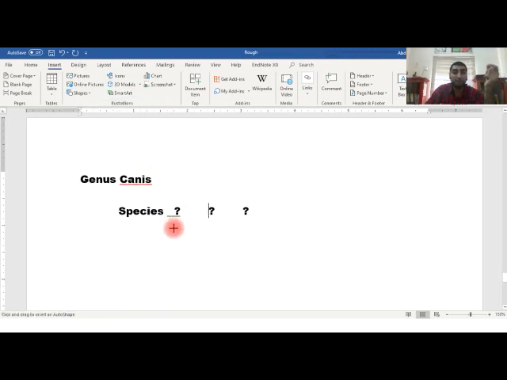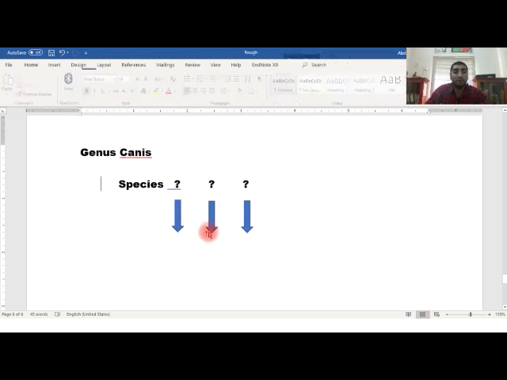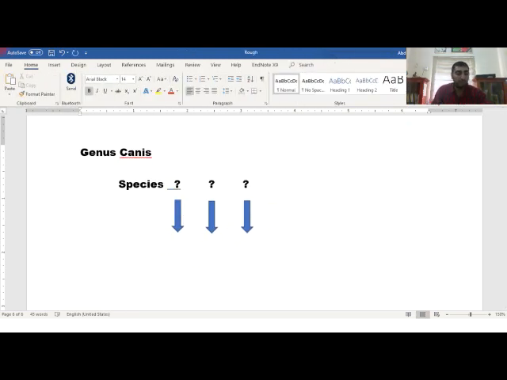After studying, we came to the conclusion that one species was lupus, one species was aureus, and another species was familiaris. Do you know what I am talking about? What is lupus? I think I already told you. Lupus is wolf. You know that, wolf. It's easy. The lupus, wolf, and the other was aureus, and the third one was familiaris.